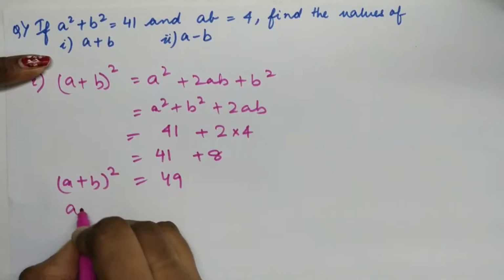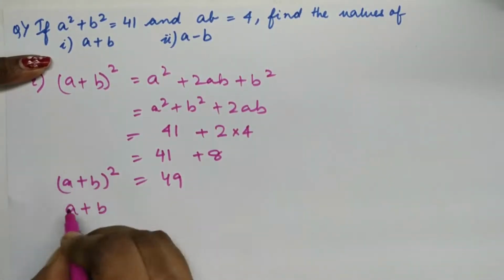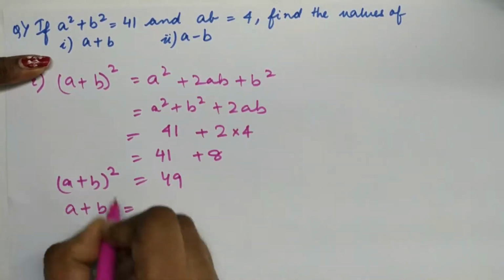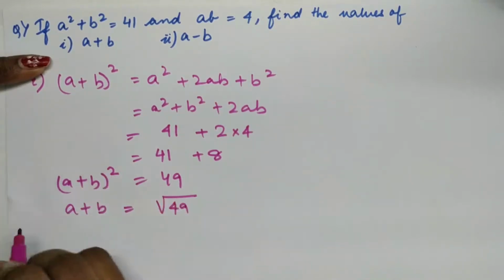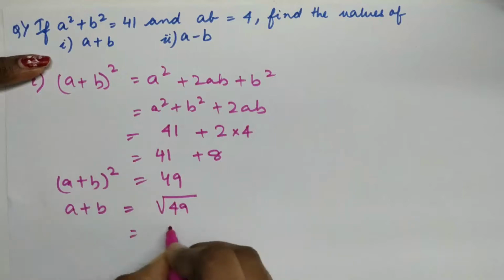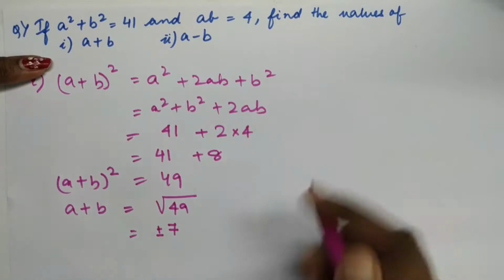But if I want to remove the square of this term, I need to do the square root of both the sides. So when I do the square root, this 2 will cancel and this 49 will become root over 49, which is nothing but 7. And as it is a root, we write plus minus because the answer can be positive or negative. So a plus b is plus minus 7.